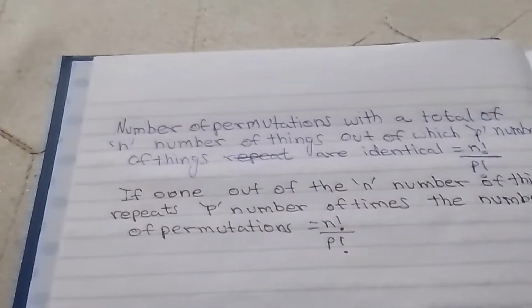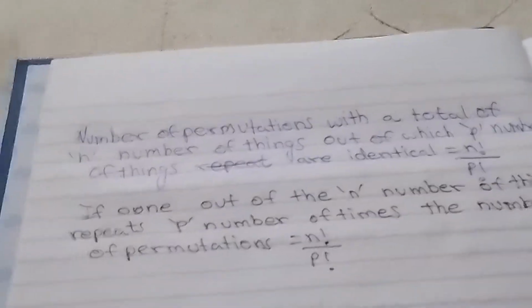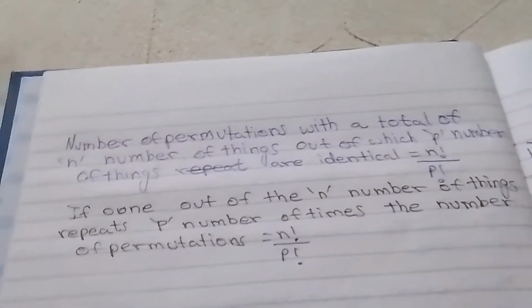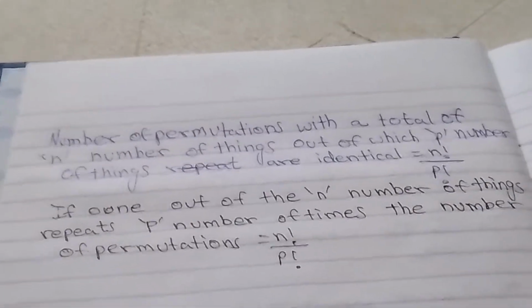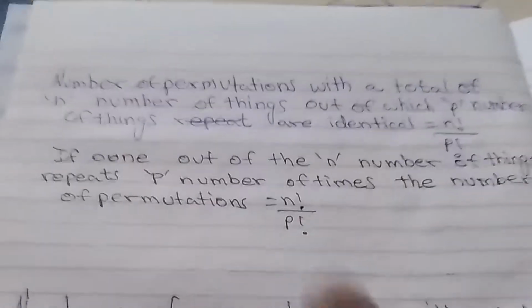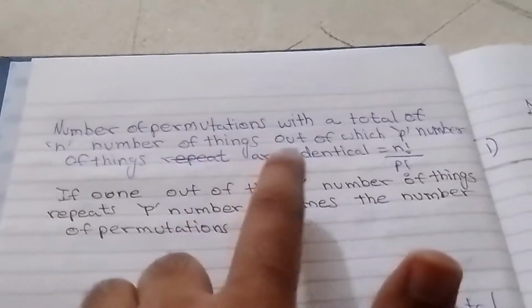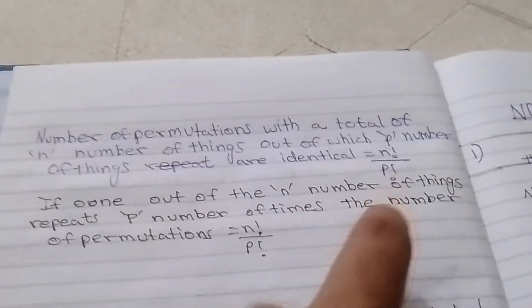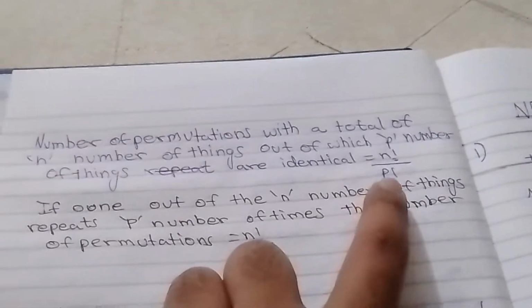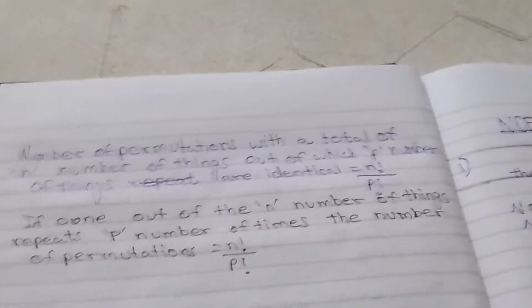A permutation where the objects or things repeat. That is, two or more objects in a permutation or arrangement are identical, alright? Number of permutations into a total of n number of things out of which p number of things are identical is equal to n factorial divided by p factorial, where p gives the number of times an object repeats, or you can also say that the number of objects which are identical to each other, alright?